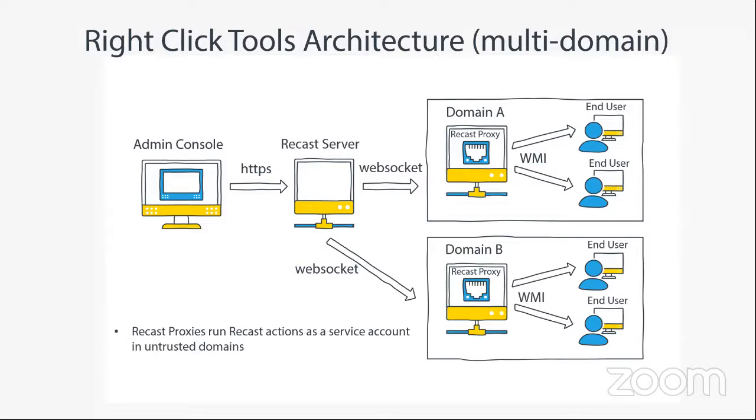So, say you have maybe a segmented Active Directory where there's a high school, say you're a school and you have a high school, middle school, and elementary school, and you need to run actions in the high school as a service account that has permissions on high school devices. Well, you can set that up with Recast Proxy too. So the scenarios are pretty robust as far as what you can do with Recast Proxy and Recast Agent.